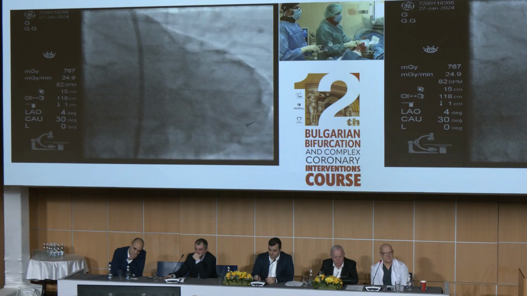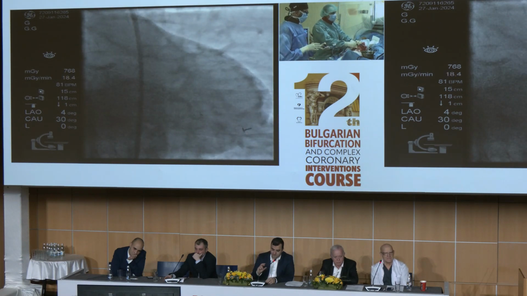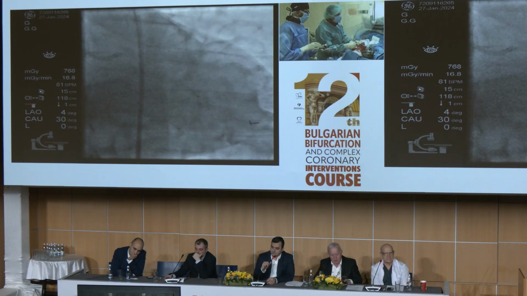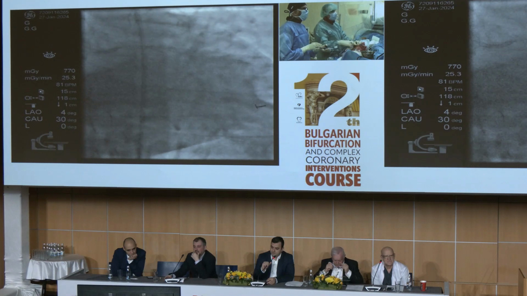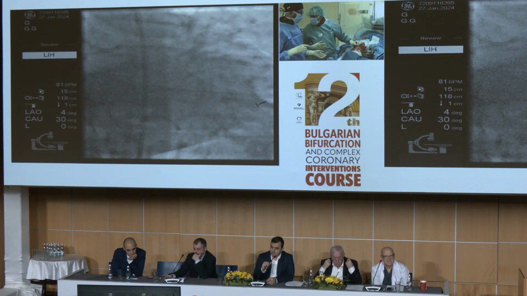But the burr stopped and has a lot of resistance after this aneurysmatic part. Give me some stent 2.5 by 48.